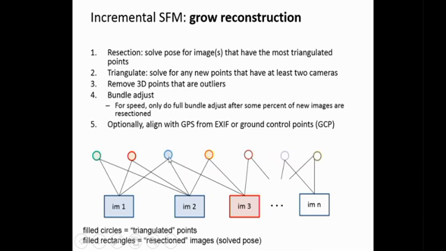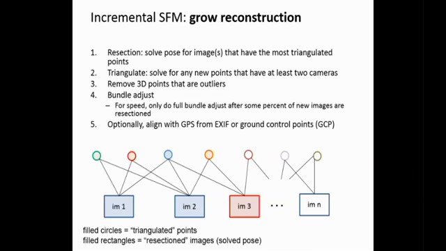That's what I mean, I'm representing this as a set of points. So I solve for the pose of image 3, and then once I've solved for the pose of image 3, now I've got some points that are observed by images 2 and 3, so I can solve for the 3D values of those points. So that's the triangulation. So I do resectioning and then triangulation.